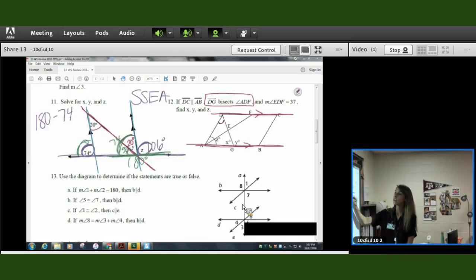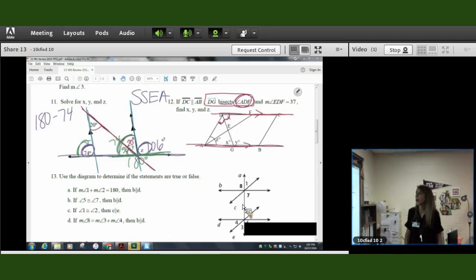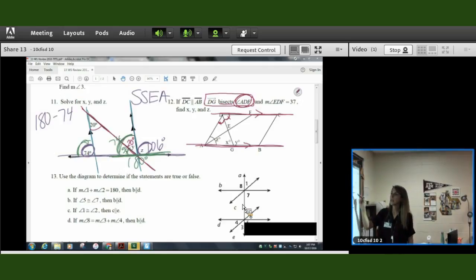You make two arcs like this. You can put tick marks on the arcs if you want, like one of your worksheets did, on the parallel line diagrams. But arcs are how you show angles are congruent. That's how you show bisect. Bisect means cut in half. This angle has been cut in half, so it's two equal parts. There's one slice of pie left, you cut it in half, those two halves are equal to each other. Okay, the measure of EDF is 37. Find X, Y, and Z.